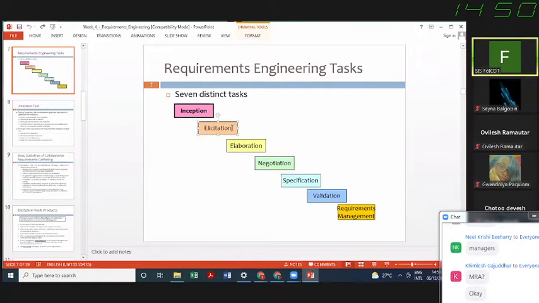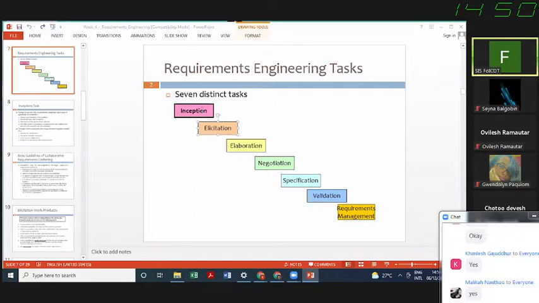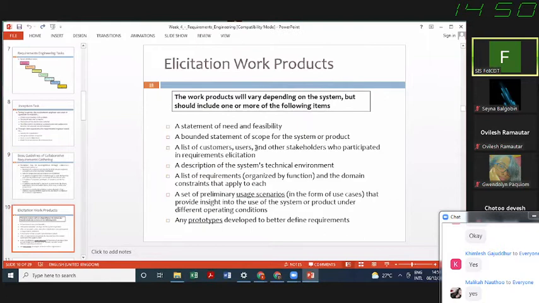So the first two steps that we are seeing: the first one, inception, break the ice. Elicitation, we're going to try to collect everything and make it simple. Elaboration, let's see the third one.